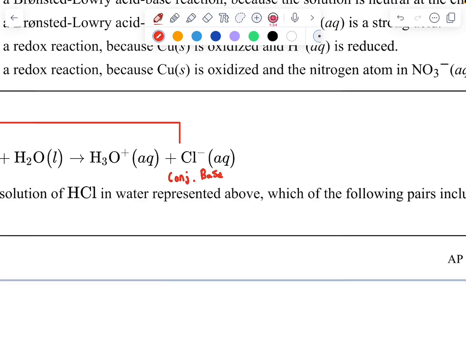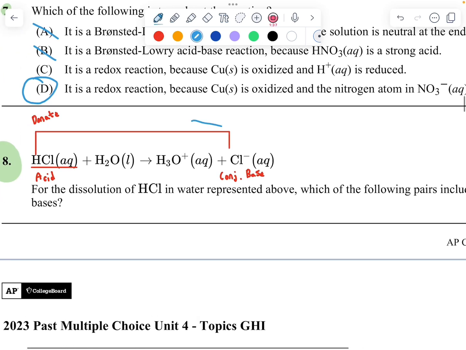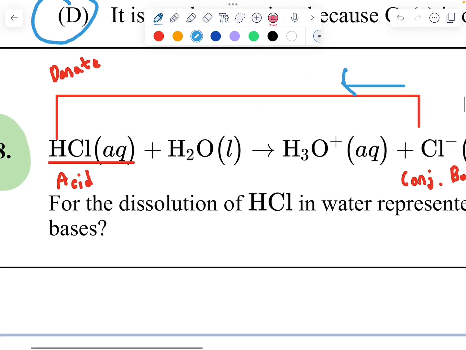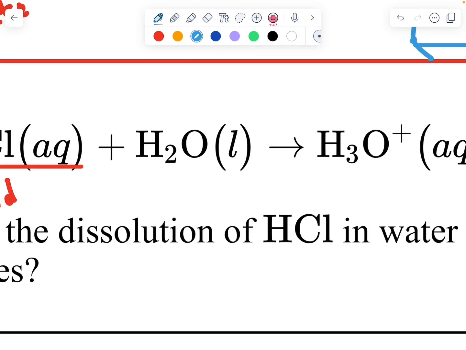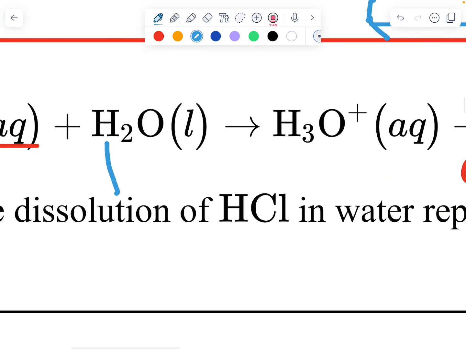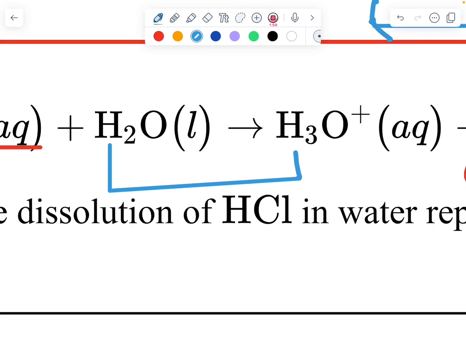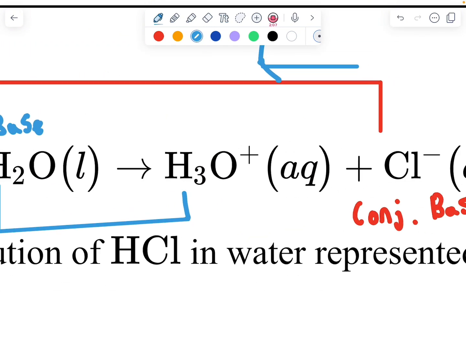And if we look at the reverse reaction and go this way, we can see that this chloride ion gains a hydrogen, and that's what bases do. They accept hydrogens. And that makes sense because when we go over to look at our water, we see that it gains a hydrogen because it goes from H2O to H3O, which is hydronium. And so if it's gaining a hydrogen, it's going to be our base.